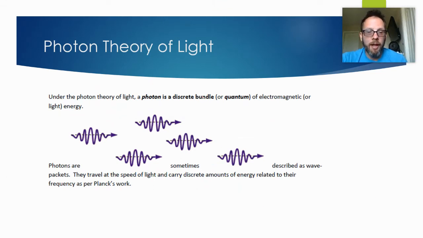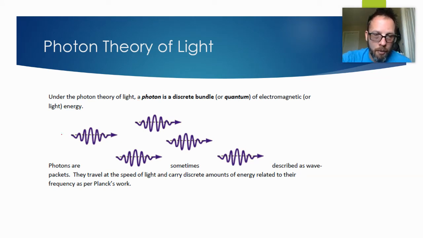The photon theory of light says that a photon is a discrete bundle of electromagnetic energy. This is just one type of way photons are produced, but atoms can absorb photons to jump up energy levels. They can emit them to drop down energy levels, and that emitted energy we can think of as a photon. It's a discrete bundle. It's a quantum of electromagnetic energy.